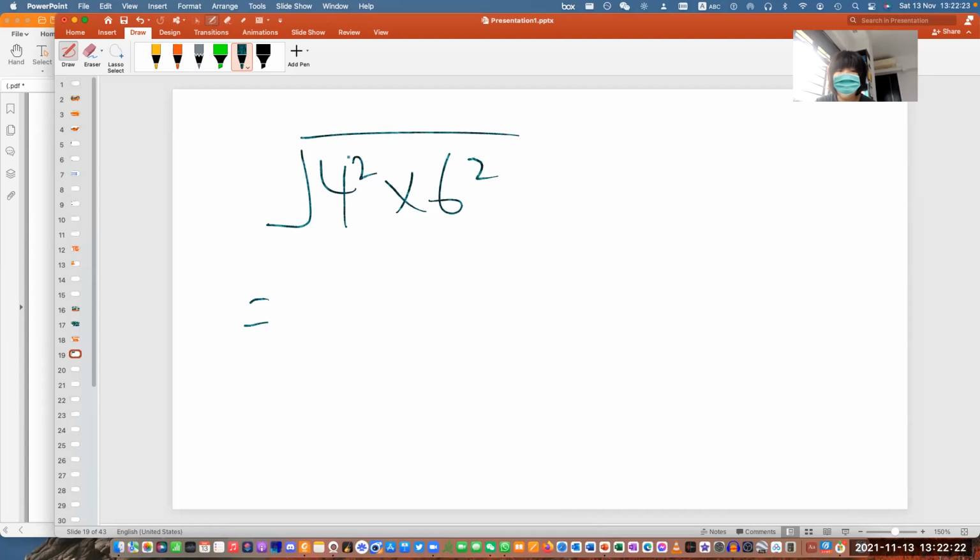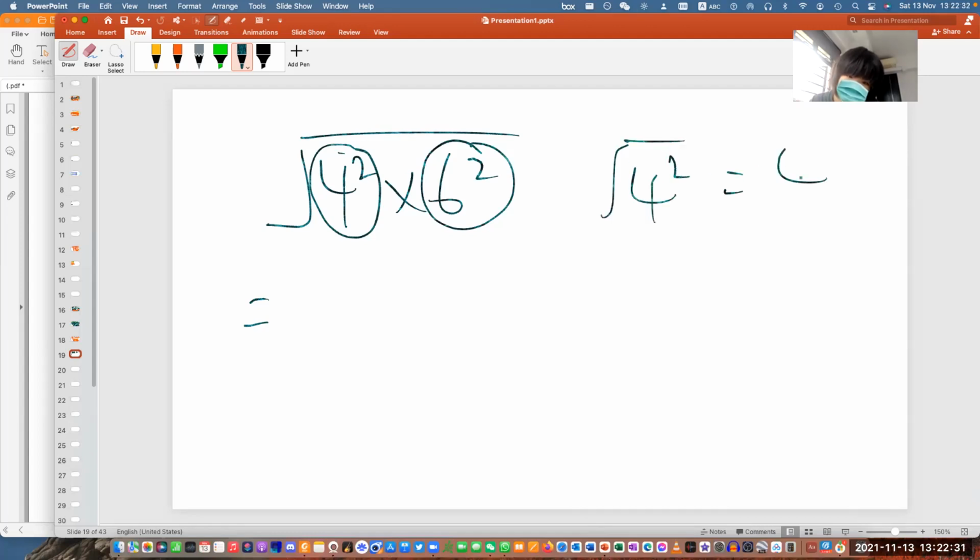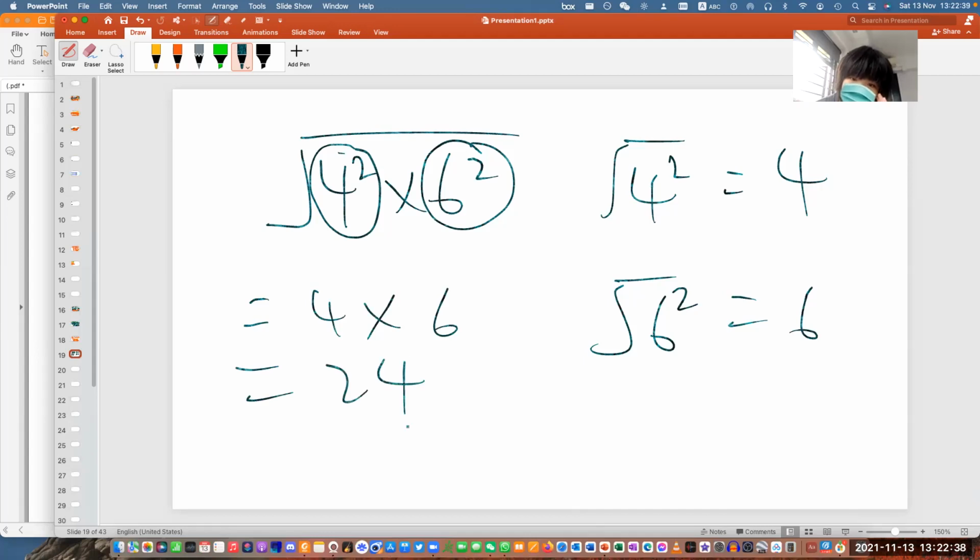So you ask yourself, this one can be square rooted. This one can be square rooted. So square root of 4 to the power of 2 is 4. Square root of 6 to the power of 2 is 6. So you just do 4 times 6. So it's 24. So this is another way. Oh, by the way, do you understand this? I don't need to use a calculator to figure it out. Okay, so this is method 2.